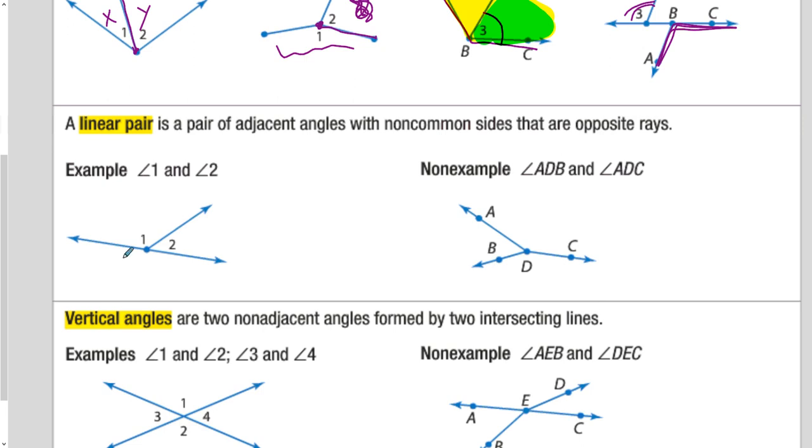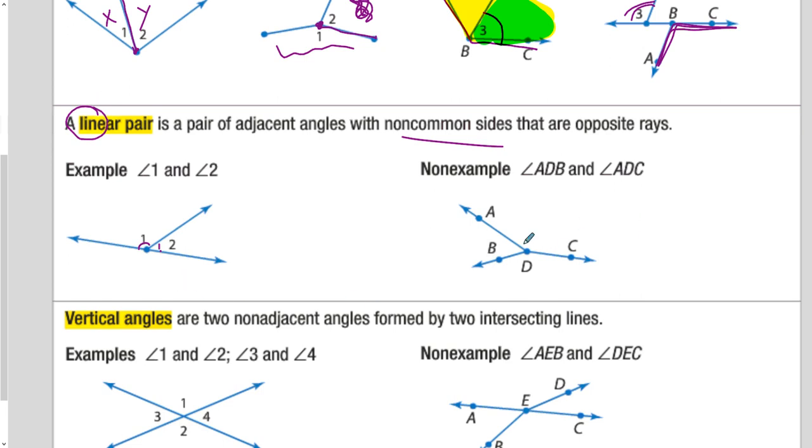For example, here we have angles 1 and 2. Notice that the non-common sides are opposite rays, rays going in opposite directions. You could also say that these two angles make up a line, in a sense, because you use a line, you throw a ray off of that line, and you have two angles. And you'll see that linear obviously refers to line, and that's where this comes from.